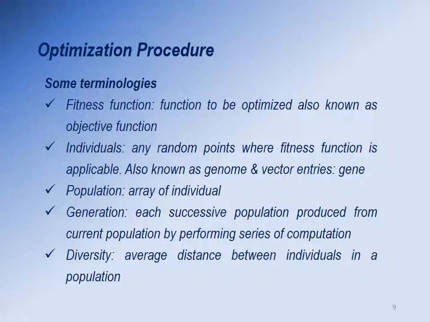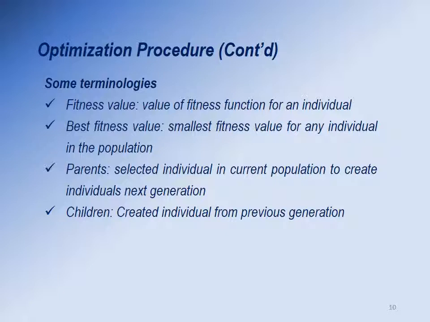Then the next terminology is population, which is the array of individuals in this algorithm procedure. Another terminology is generation. Each successive population produced from the current population by performing a series of computations is a generation. Then there is a term named diversity, which is the average distance between individuals in a population. The next terminology is fitness value, which is the value of the fitness function for an individual. The best fitness value here is the smallest fitness value for any individual in the population.